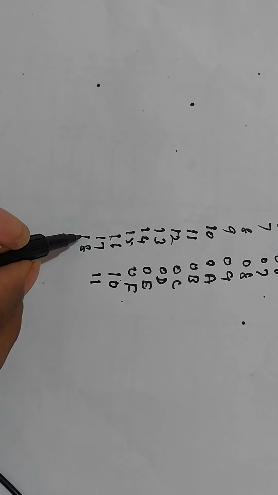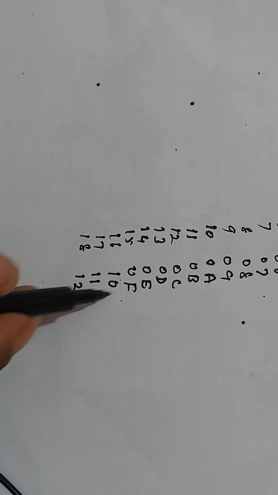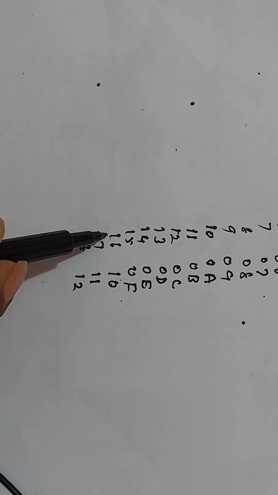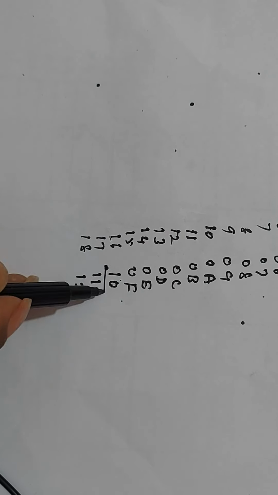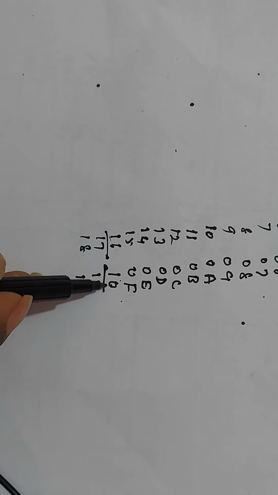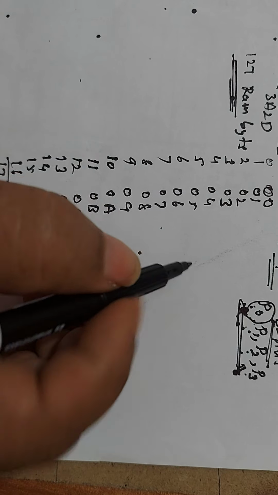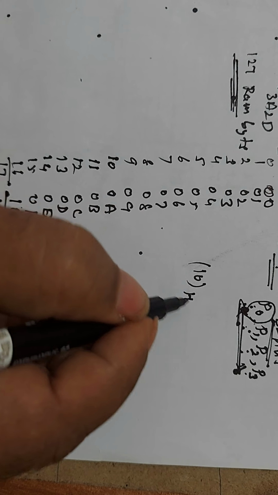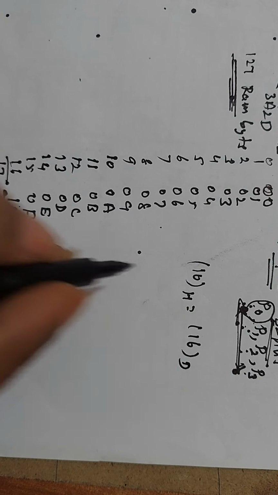It is 11. How do you write 18 in hexadecimal number? It is 12. So if you know the hexadecimal number, you can calculate the decimal equivalent. How do you calculate? You have to prove that 10 is 16. 10 is a hexadecimal number, so I will write it like this: 10 in hexadecimal number is equal to 16 in decimal number.